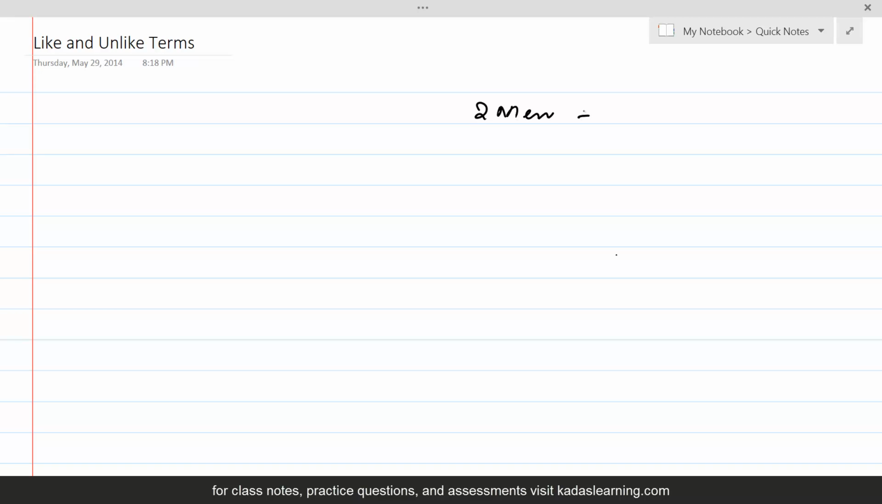and three men, then how many men are all together? You definitely are going to say that it's not difficult. 2 men plus 3 men are equal to 5 men. Interesting. But what about this question? If I write 2 men plus 3 birds, what are you going to say? 5 birds or 5 men? No, because birds cannot be added to men and men cannot be added to birds because they are unlike.